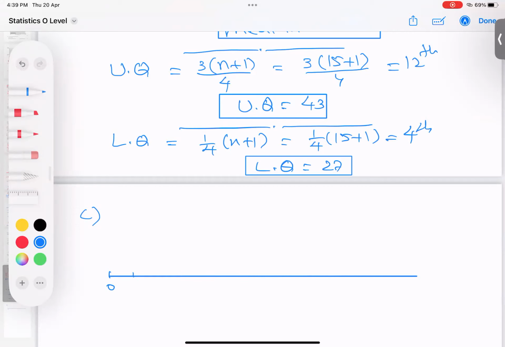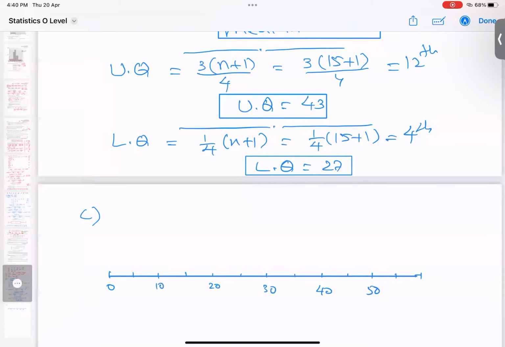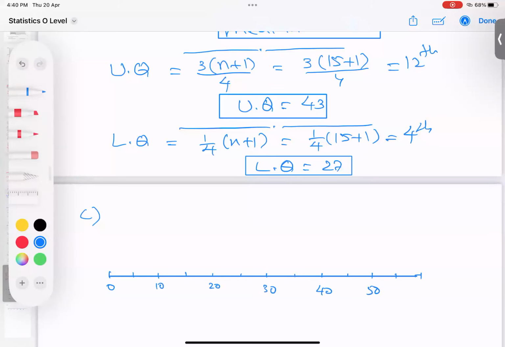I make it here 10, here 20, here 30, here 40, here 50, and here 60. And I believe you're understanding. Okay, there must be a scale diagram.